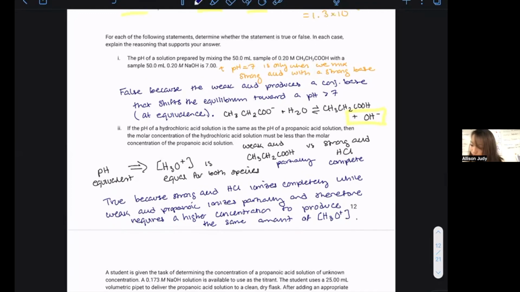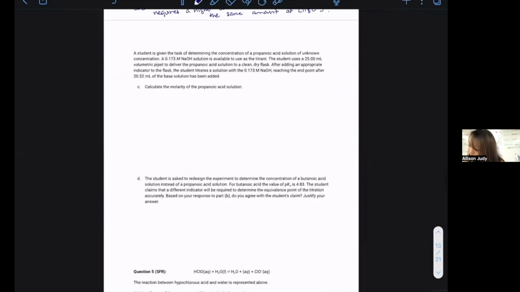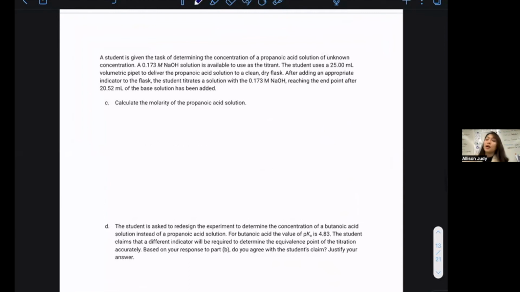Let's move on to the next one. We're going to finish out this whole thing. So let's move on to the next and final part, where we have a sub-prompt within it. A student is given the task of determining the concentration of a propanoic acid solution of an unknown concentration. So we know that's our analyte. Our titrant is a 0.173 molar solution of NaOH that's available. The student uses 25 milliliters to deliver the propanoic acid solution to a clean, dry flask.